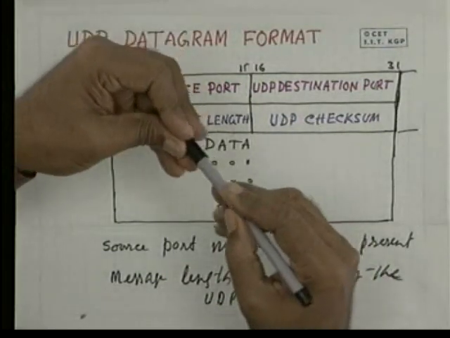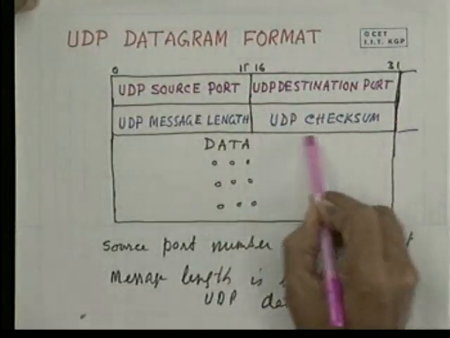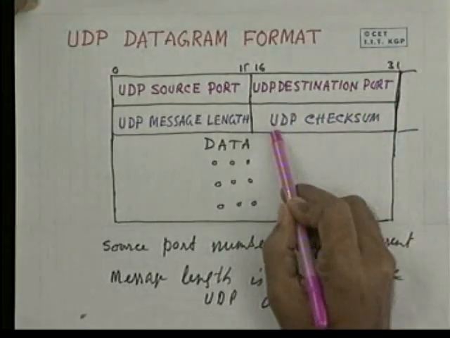Now, coming to the last header component, that is your UDP checksum. You may be asking, the UDP is an unreliable protocol, connectionless protocol. Why do you need checksum? Checksum is commonly used for detection of errors.